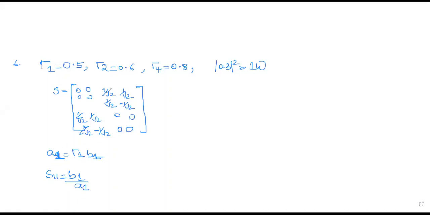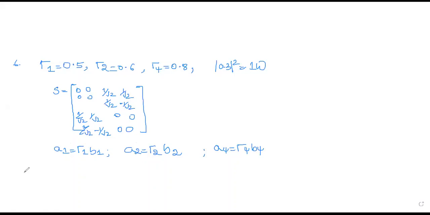So you can write the equation of A1 with respect to your reflection coefficients for a magic tee: A1 is equal to gamma 1 into B1. Similarly, A2 is equal to gamma 2 into B2. And one more you have is gamma 4, which is A4 is equal to gamma 4 into B4. If you just substitute it, A1 is equal to gamma 1, which is 0.5, into B1.